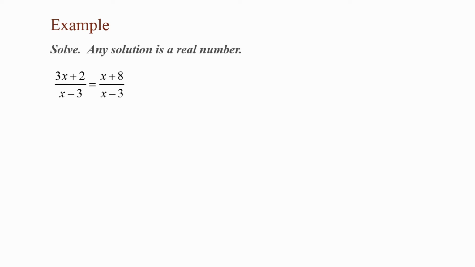In this example, solve. Any solution is a real number. 3x plus 2 divided by x minus 3 equals x plus 8 divided by x minus 3. First, we want to find our extraneous solution. Since both our denominators are the same, all we have to do is take x minus 3 and set it equal to 0, which means x equals 3. So our extraneous solution is x equals 3.